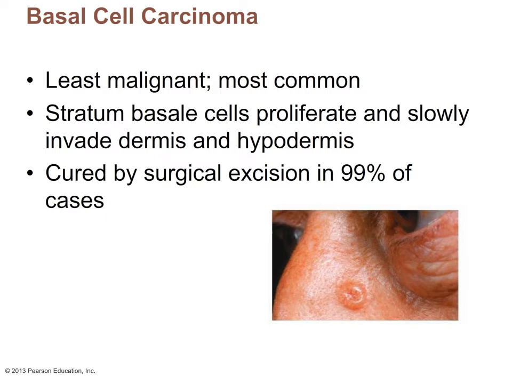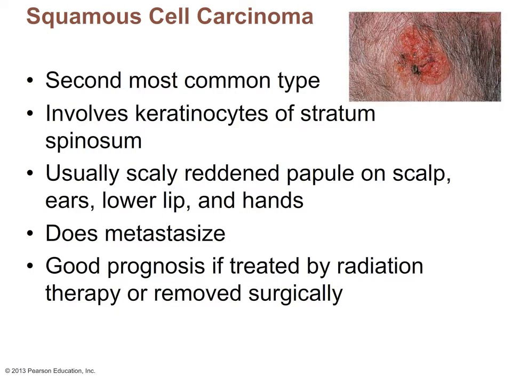In most cases, the tumor can be detected visually long before metastasis occurs, and in many cases, we can surgically excise that tumor and have a very low risk of metastasis outside the area. So over 99% of surgical treatments for basal cell carcinoma are successful. Now, the second most common type of skin cancer is called squamous cell carcinoma, and this involves the keratinocytes that are located in the stratum spinosum.